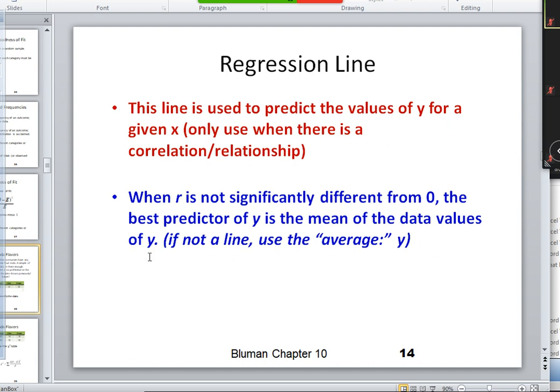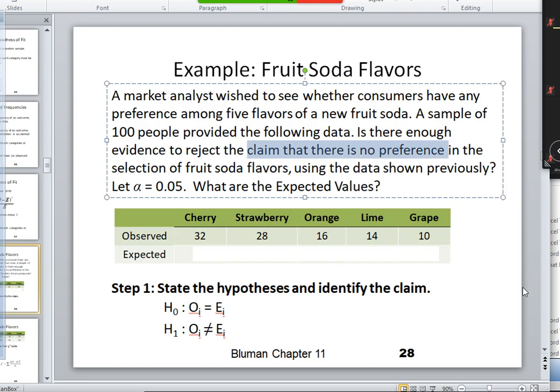So here we're going to calculate our expecteds. The claim is that there's no preference. So no preference means what? There's no preference amongst cherry, orange, strawberry, lime, and grape, then the amount of people that pick them should be the same, right? No preference, they shall be equal, right?